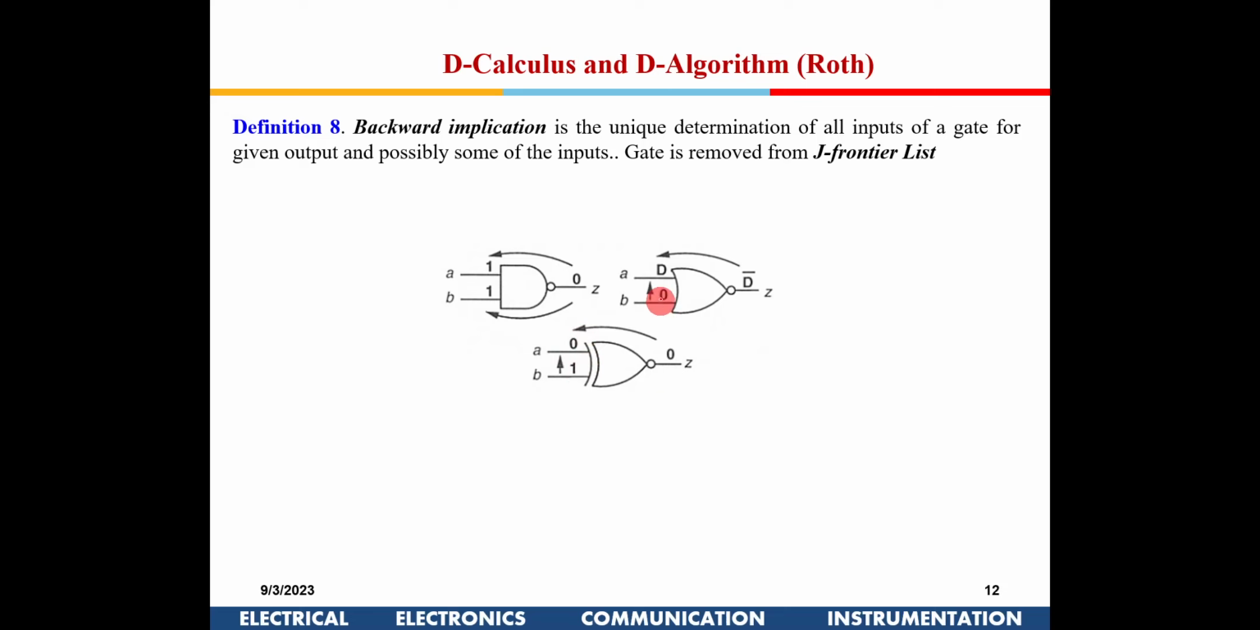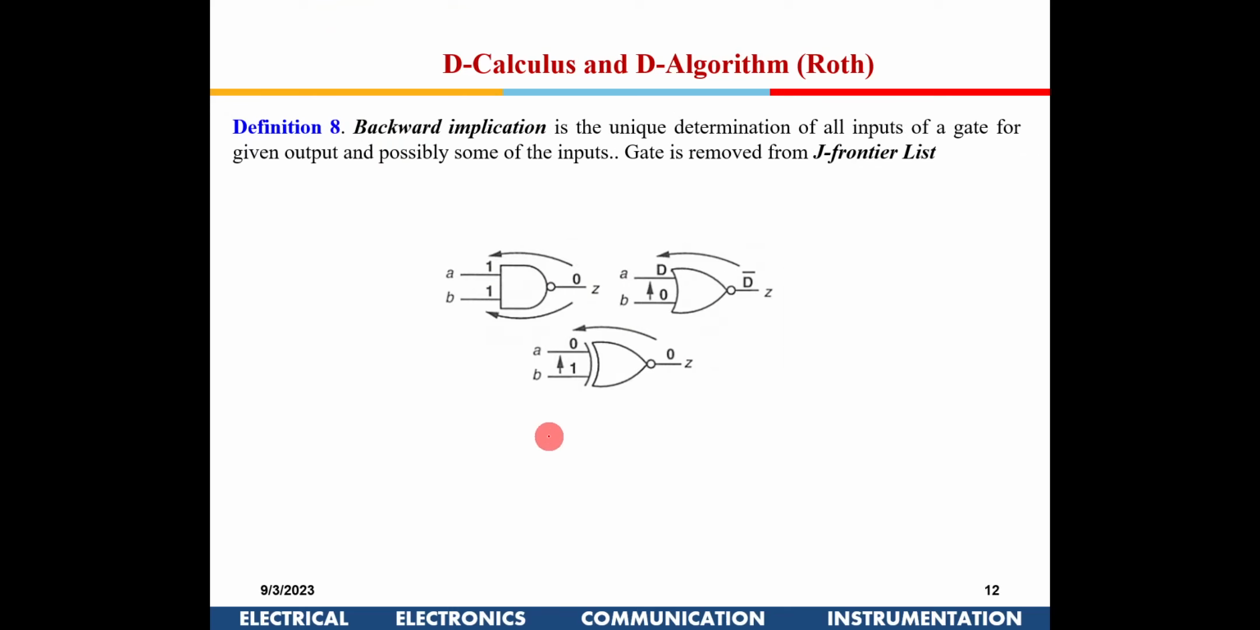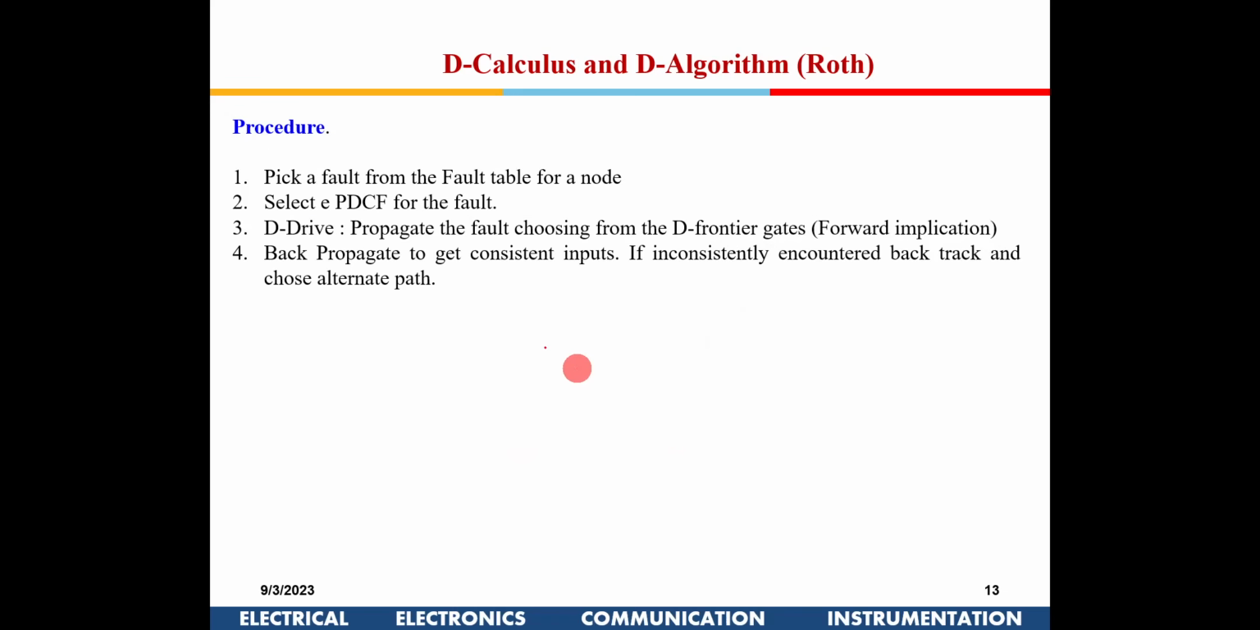So this says if this is fixed, then this becomes D. If D bar is required, so if 1 is fixed, then 0 will be required here. So these are known as backward implications. For each gate, you should know how forward implication would happen and how backward implication would happen. So what is the procedure now? How does the algorithm work?